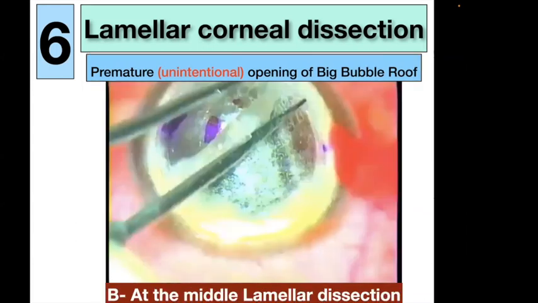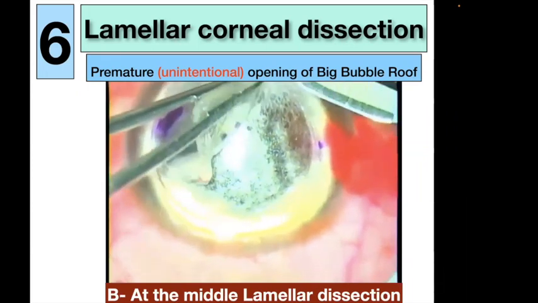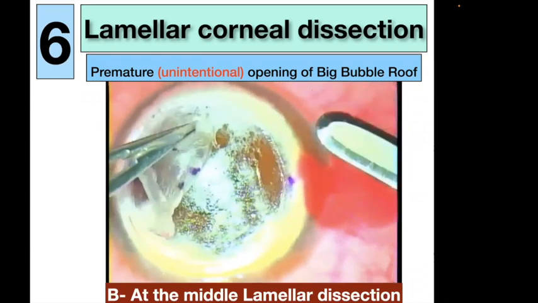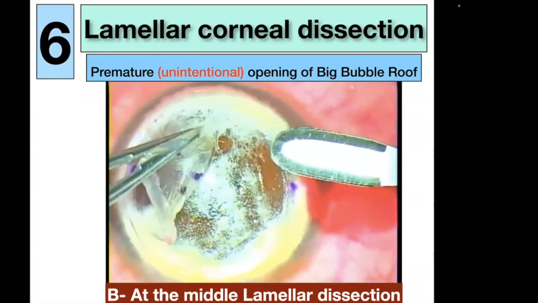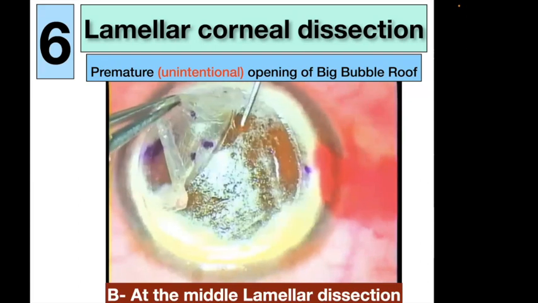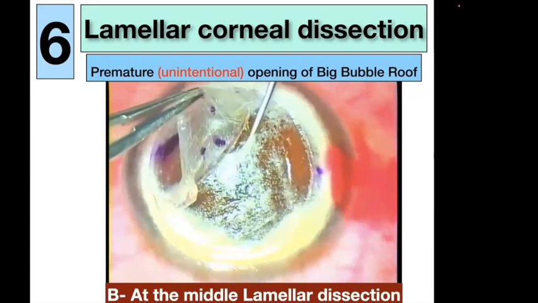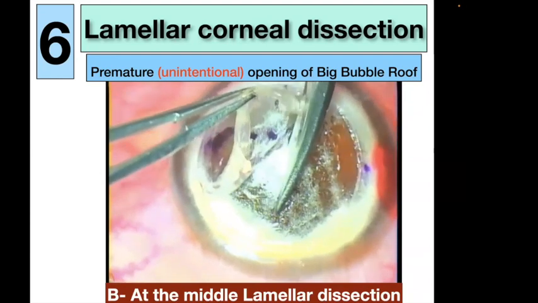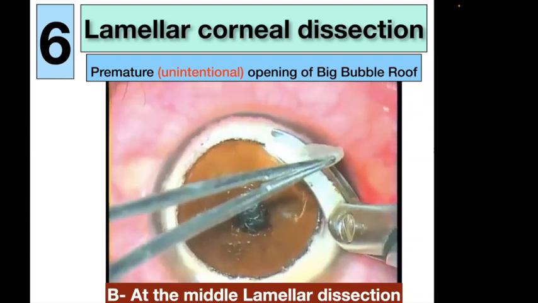Or it may occur in the middle of the way. As you look here, in the middle of the way, you see the bubble has been opened unintentionally and air has escaped. So you have to change your policy, go under the stroma and change your policy, and there is no need again for any brave slash. This has already been done, and continue your operation.